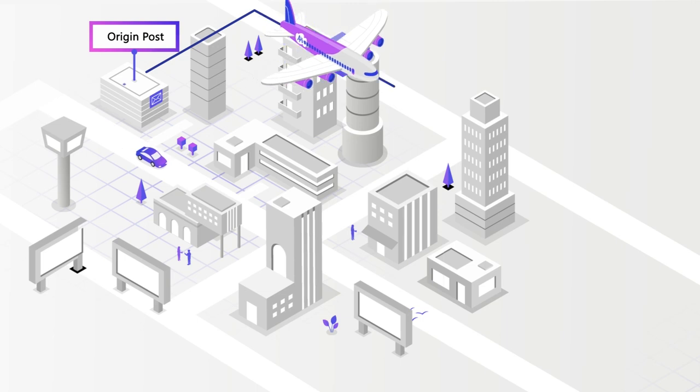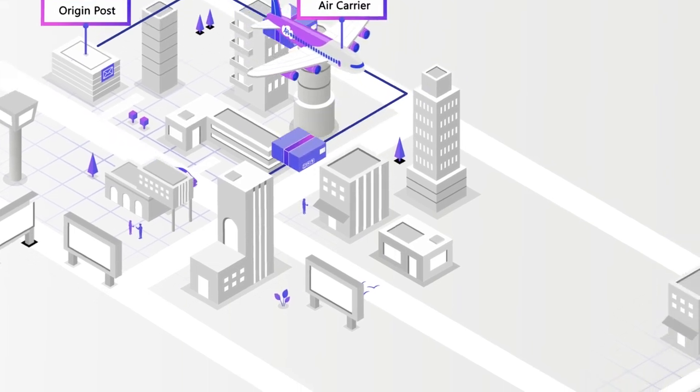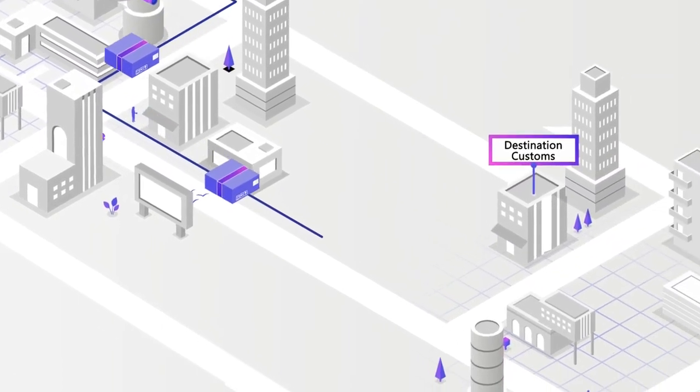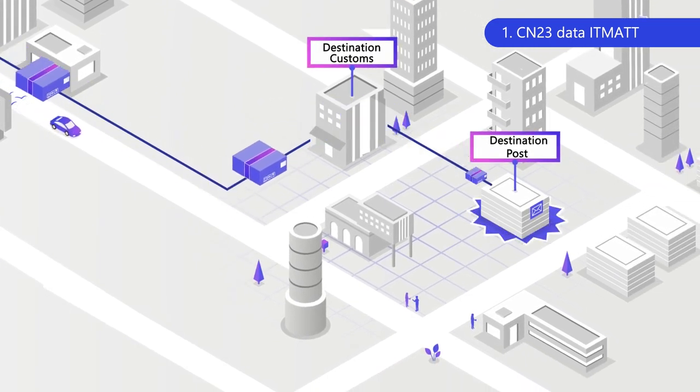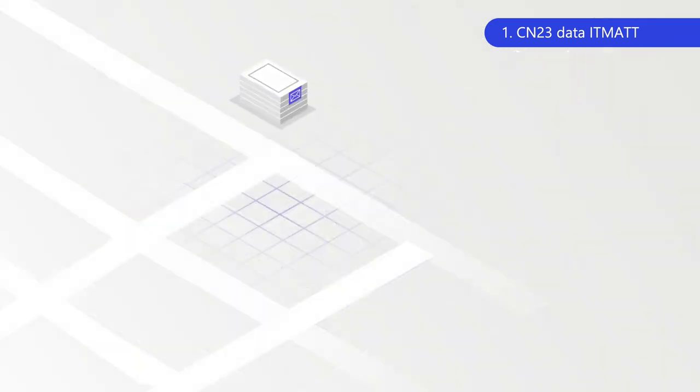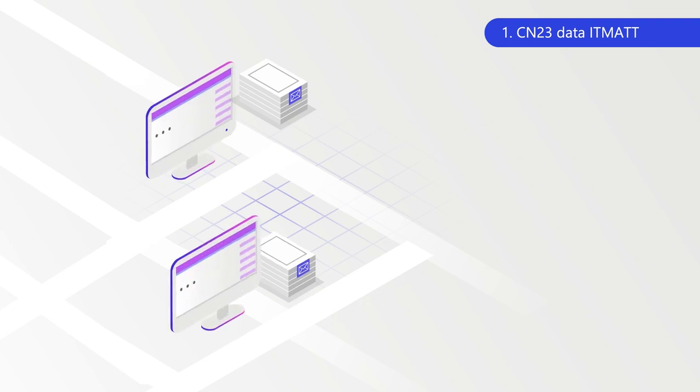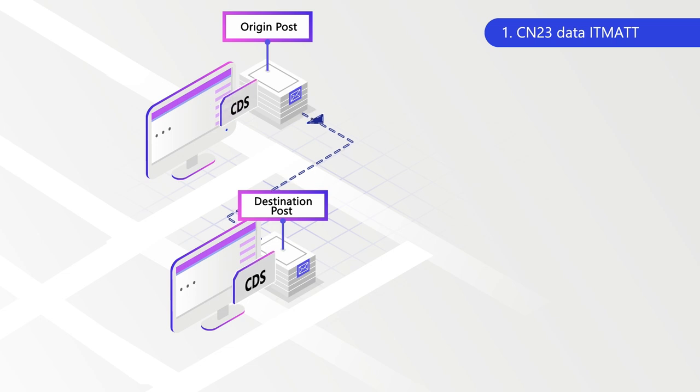The Global Postal Model was developed to provide a framework for the exchange of EAD between origin and destination designated operators, customs, and carriers. Let's see how information flows. First, the electronic version of the customs declaration is transmitted from the origin post to the destination post through CDS.